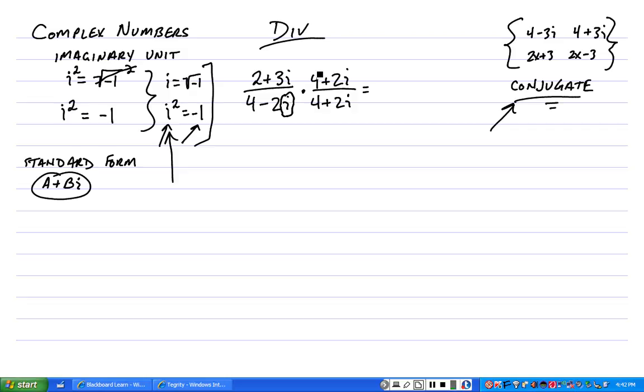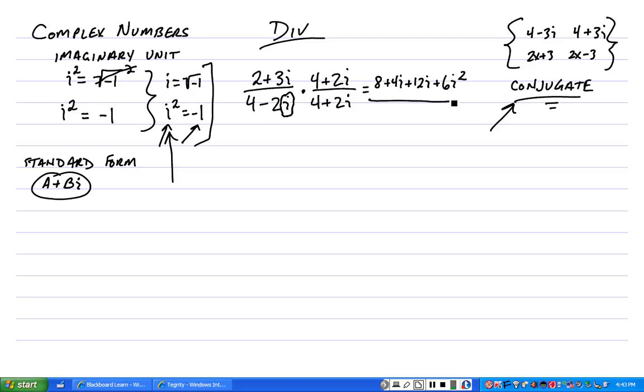Okay, so now what we end up with is we're foiling the top. So first times first gives me 8. Alright, outside gives me a plus 4i. Inside gives me a plus 12i. And last times last gives me a plus 6i squared. Again, first times first is where my 8 came from. Outside times outside is where my 4i came from. Inside times inside is where my 12i came from. And last times last is where my 6i squared came from.